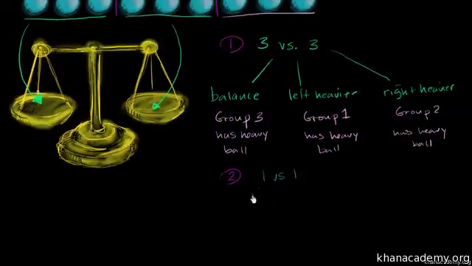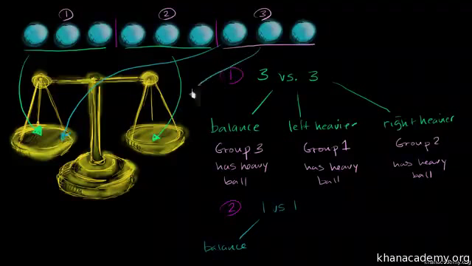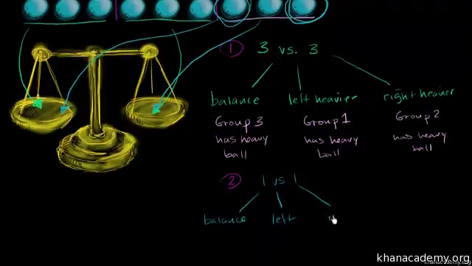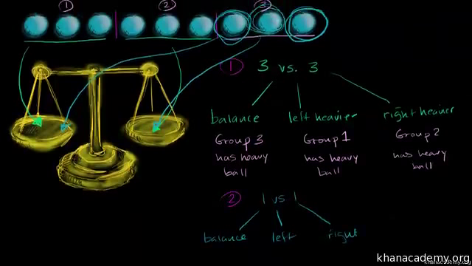So if they are balanced, then, once again, if we're taking, say, this group of 3, we're in the balanced situation from the first weighing. If we put this ball here and this ball here, and they are balanced, then we know that this must be the heavy ball because these 2 are the same. If the left goes down, then we know this is the heavy ball. And likewise, if the right goes down, we know that this is going to be the heavy ball.